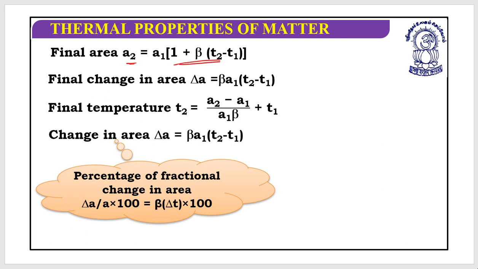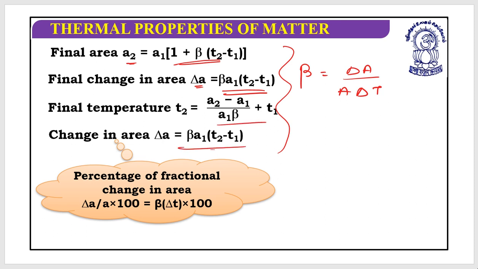Now for certain calculations. The final area A2 is equal to A1 into bracket 1 plus beta into bracket T2 minus T1. The change in area, delta A, is equal to beta into A1 into bracket T2 minus T1. All this has been derived from beta equals delta A by A delta T. The final temperature could be written like this, and the change in area could be written like this. And the percentage or fractional change in area, delta A by A multiplied by 100, is equal to beta into delta T into 100.